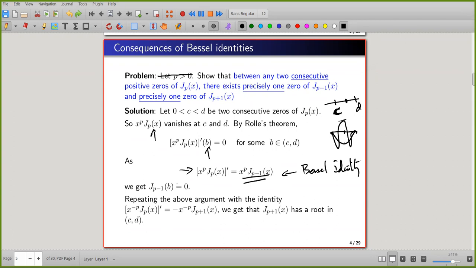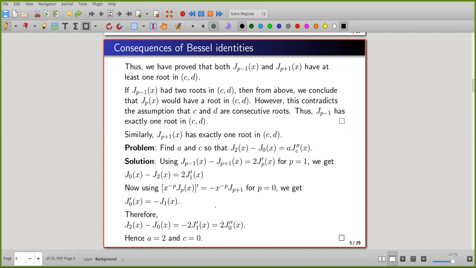And we can repeat the same argument as above with p plus 1, and instead of this identity, we have to use this one. Sorry, we just use this identity, and we will get that J_{p+1} has a root in (c, d), in that interval.